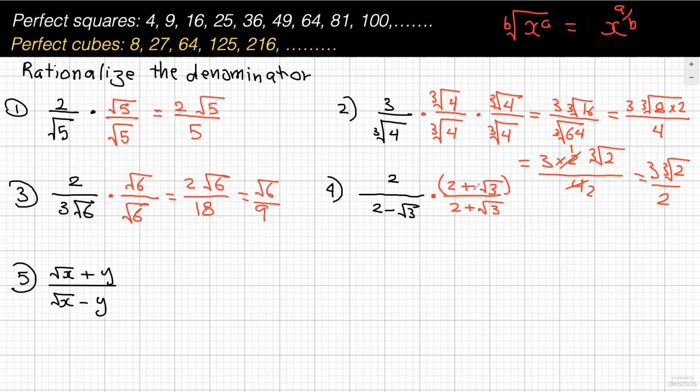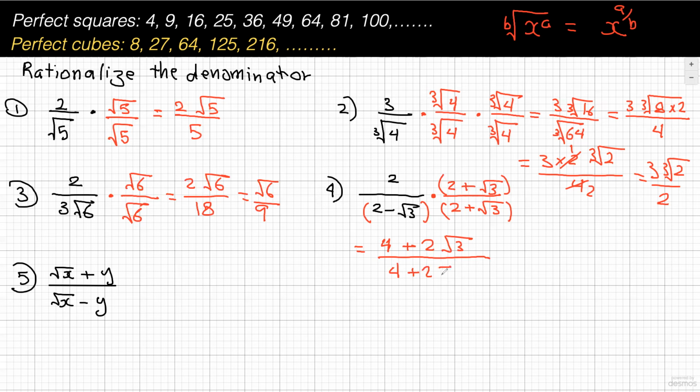Now, you just distribute the 2 here and then FOIL the bottom, which will give you 4 plus 2 root 3 on top. And then on the bottom, you just FOIL this. And 2 times 2 is 4. And then plus 2 root 3 minus 2 root 3 will cancel. And then I'll just write it out for you.